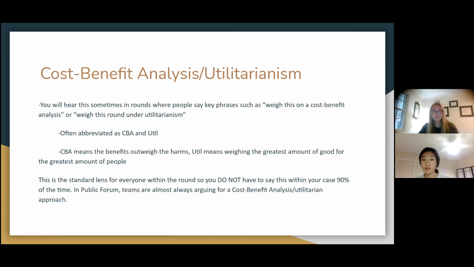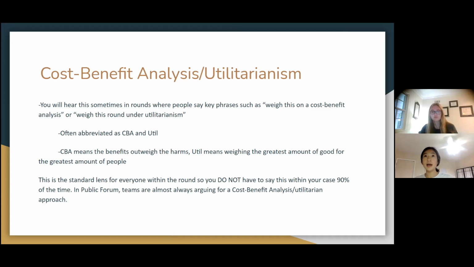Whereas util is another type of framework. So when you're reading your case, you'd say, we affirm the resolution, blah, blah, blah. Then you'd say, view this round based off of a utilitarianism framework. And util basically means you should vote on the side who proved that they have the greatest amount of good for the greatest amount of people.